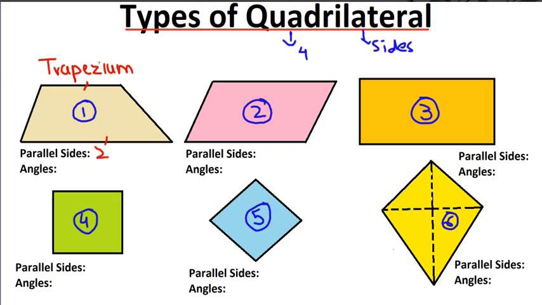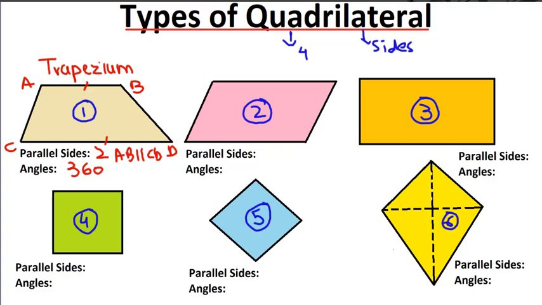If I write here A, B, C, D, what are the parallel sides? AB is parallel to CD. And what about the angles? The sum of all interior angles is 360 degrees. We cannot specify in a trapezium that one angle is 90, one angle is 60 or 30 degrees. It's just random, but the sum will be 360 degrees.